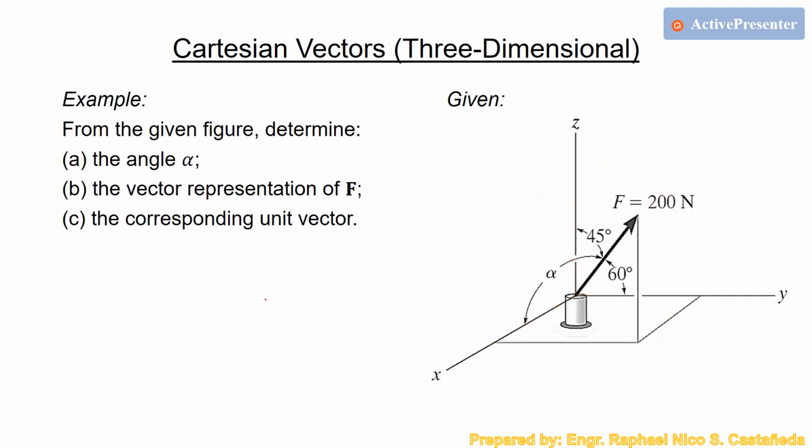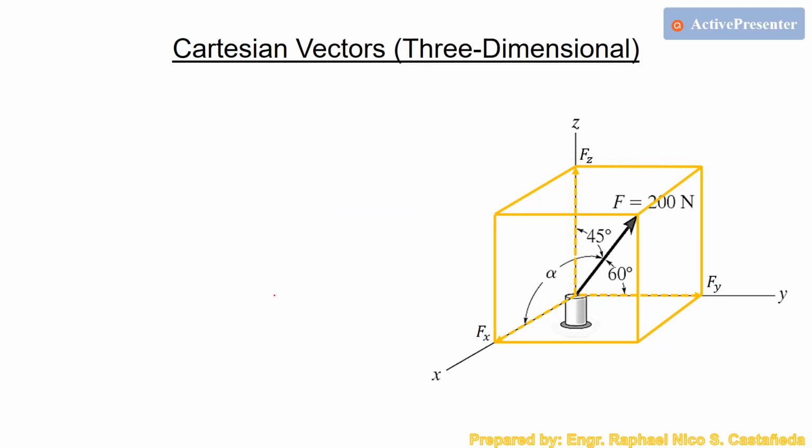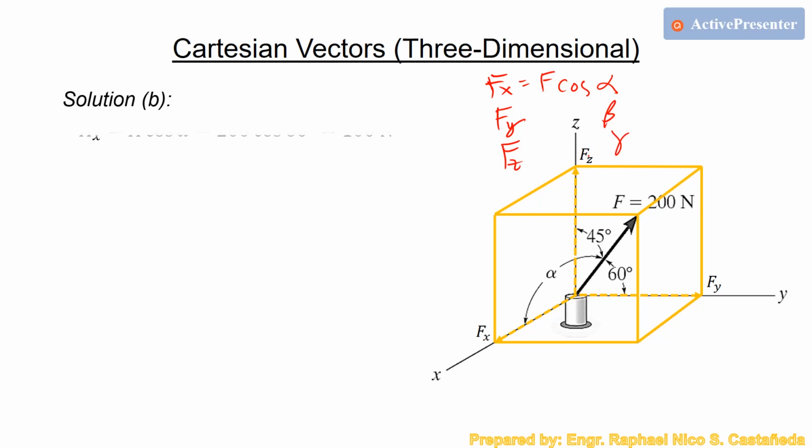So next one is letter B, the vector representation of F. So you just simply calculate fx, fy, and fz. So the formula is very easy. Fx equals F cosine alpha. Then if you want fy, then you have beta. And you have fz equals F cosine gamma. So you just write it like this one. Oh, basically this is fx. I wrote it wrong. So this is F. This is F.